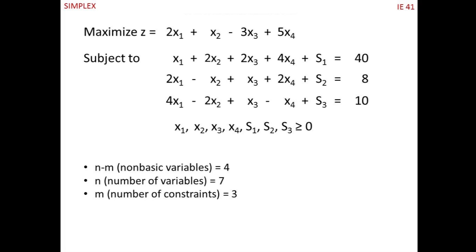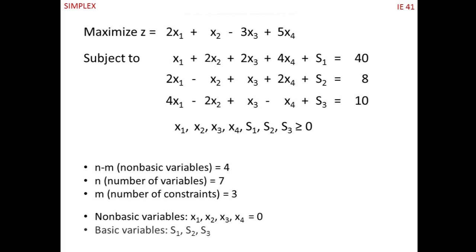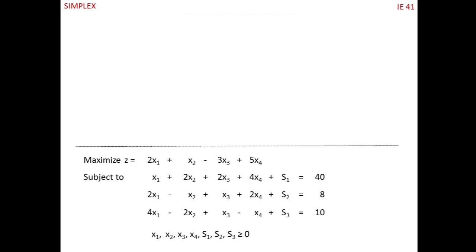These are our non-basic variables. Conventionally, we prioritize decision variables first in selecting the initial non-basic variables. In this case, n is equal to 7 and m is equal to 3. So we will have 4 non-basic variables, x₁, x₂, x₃, and x₄. The remaining m variables are the basic variables s₁, s₂, and s₃. Knowing this, we can now set up the starting tableau.